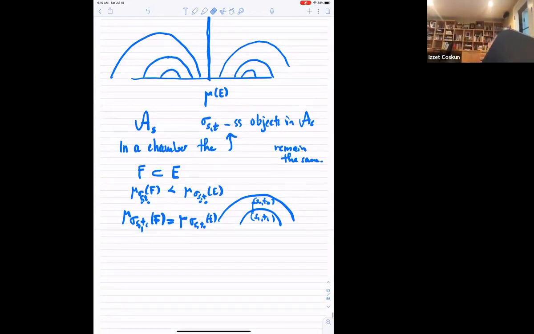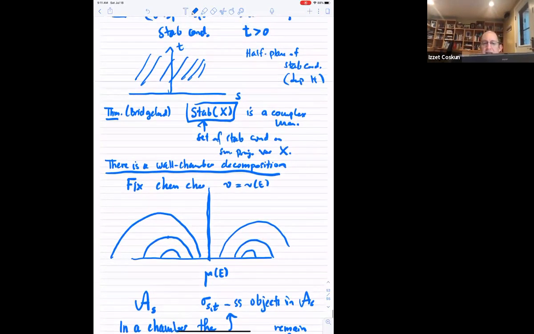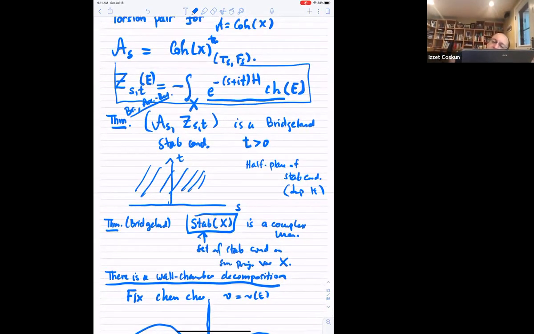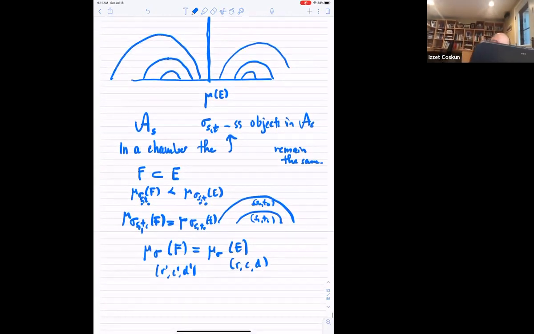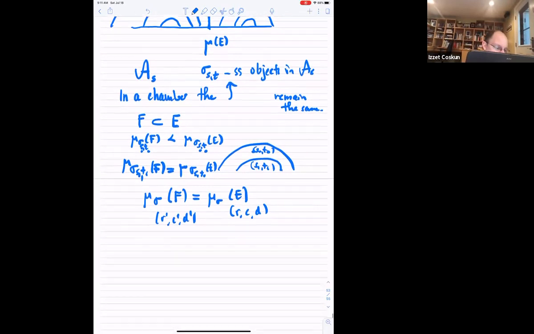And typically what happens is that when you cross, the inequality reverses and you become unstable. So, in order to find walls where these kinds of things happen, you need to equate mu sigma of F with mu sigma of E. You write down that E has rank R, first Chern class C, second Chern class D, Chern characters. F has R', C', D'. And you know the formula for this. It's not a mystery. I told you what the formula is. So you plug into the formula and then you complete the square so that you get nested semicircles.